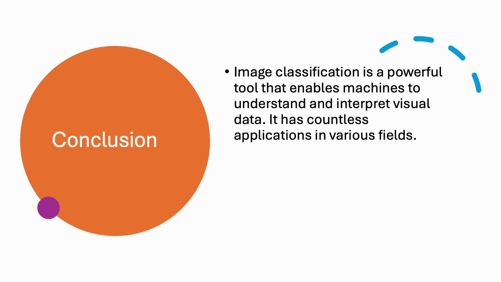To wrap up, image classification is a powerful tool that enables machines to understand and interpret visual data. From healthcare to self-driving cars, its applications are transforming industries and improving our lives.